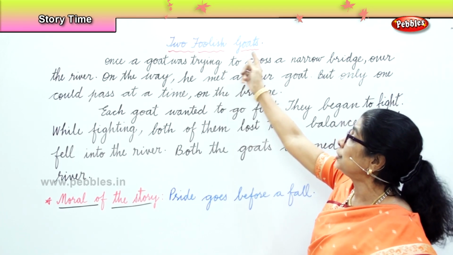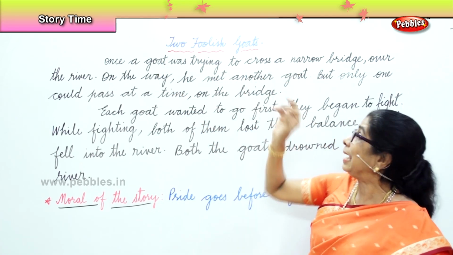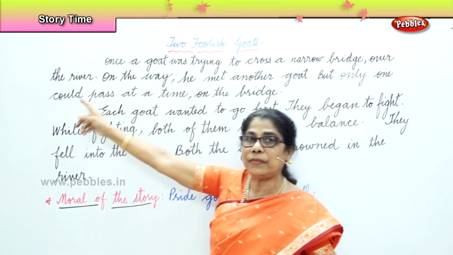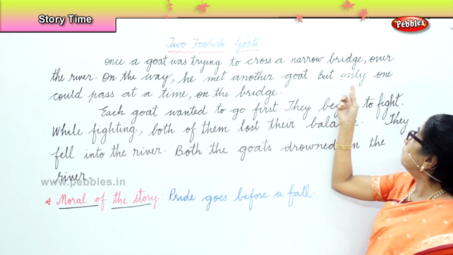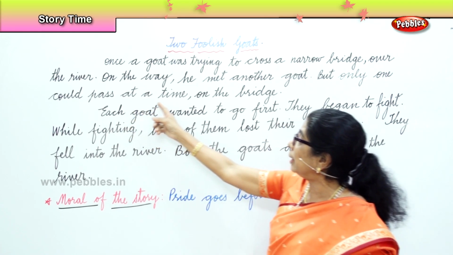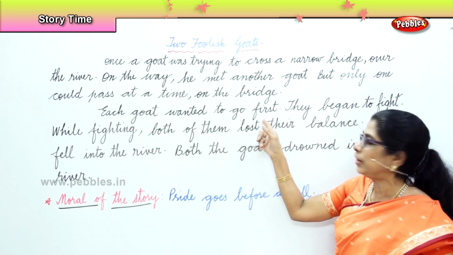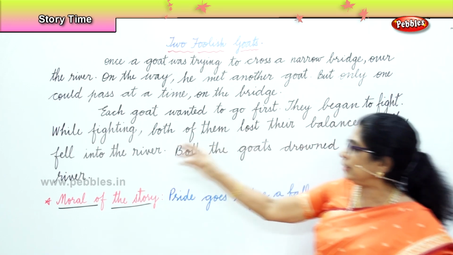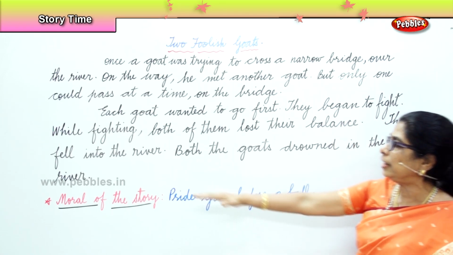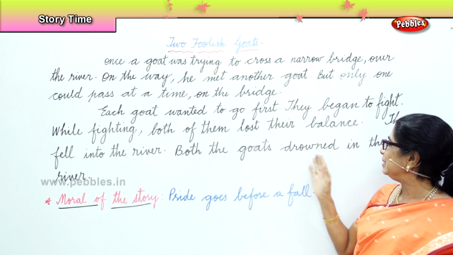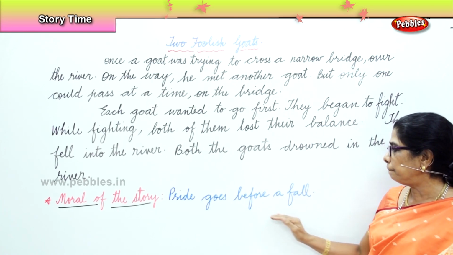The two foolish goats. Once a goat was trying to cross a narrow bridge over the river. On the way, he met another goat, but only one could pass at a time on the bridge. Each goat wanted to go first. They began to fight. While fighting, both of them lost their balance. They fell into the river. Both the goats drowned in the river. Moral of the story, pride goes before a fall.